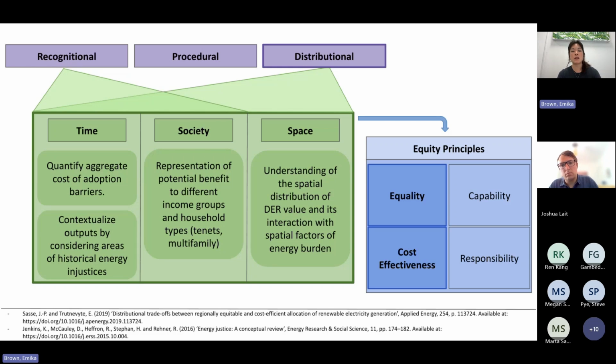And then across space, I'm hoping to gain a better understanding of the spatial distribution of DER value and its interaction with spatial factors of energy burden and built environment characteristics. And then the 4 equity principles on the right are often discussed in relation to achieving these energy justice goals. So those are equality, capability, responsibility, and cost effectiveness. And this analysis is most focused on the equality. So what a fair distribution of benefits and burdens, or here more specifically benefits of DER deployment would look like, as well as cost effectiveness, which is about overall utility maximization. So where investment might be the most.